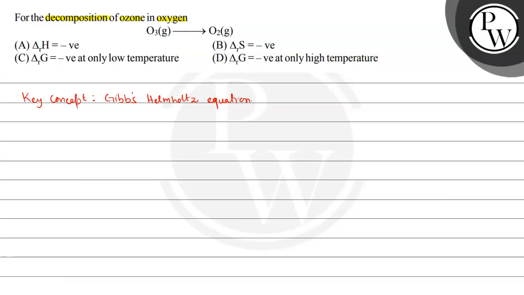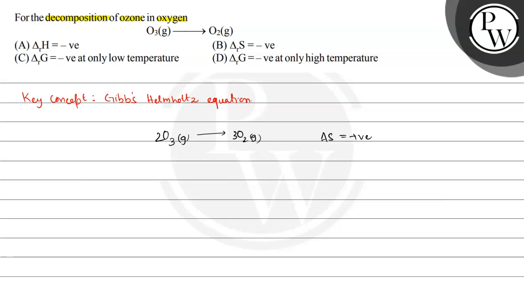So the balanced form of this reaction will be 2O3 giving 3O2. So here we can see that 2 moles of ozone are giving 3 moles of oxygen. That means the number of moles is increasing on the product side. That means the randomness is also increasing. So randomness is given by delta S. So entropy increases on the product side. That means delta S will be positive.